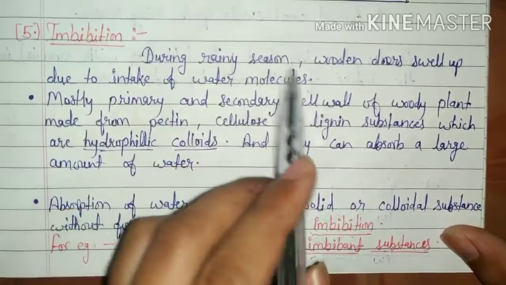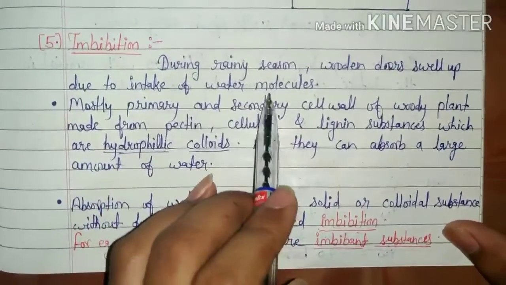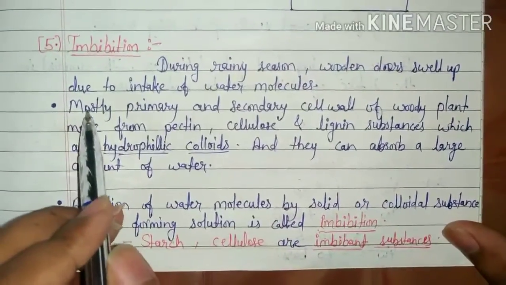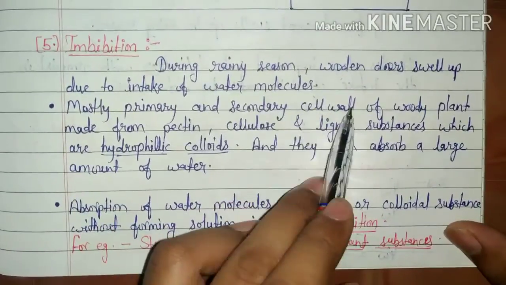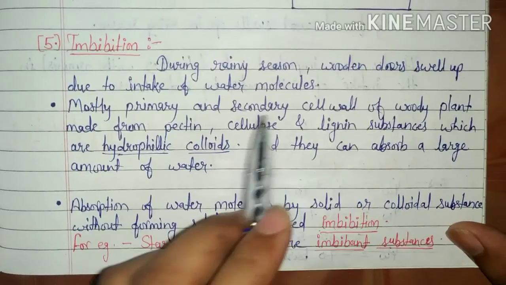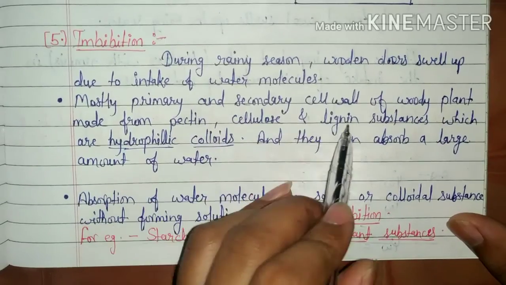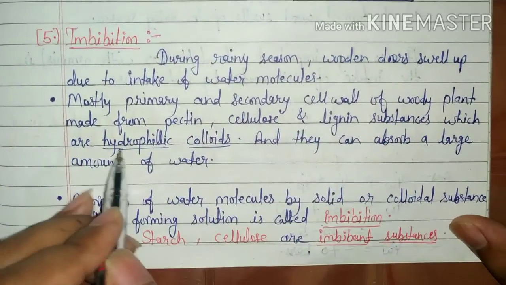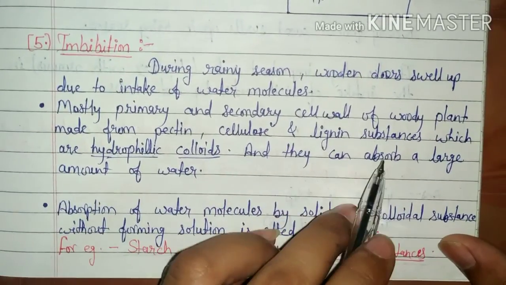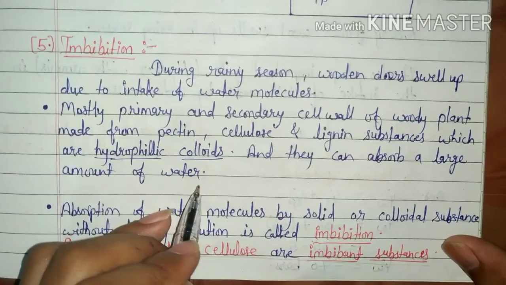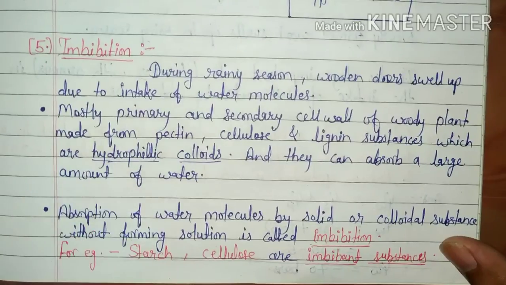So, during the rainy season, wooden doors swell up due to intake of water molecules. Mostly, the primary and secondary cell walls of plants are made from pectin, cellulose and lignin substances, which are hydrophilic colloids, and they can absorb a large amount of water, because imbibition is a special type of diffusion.